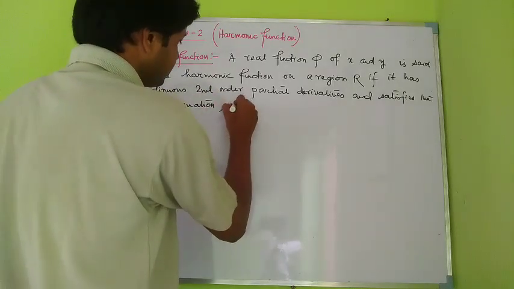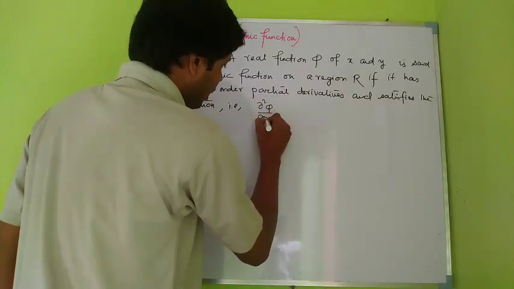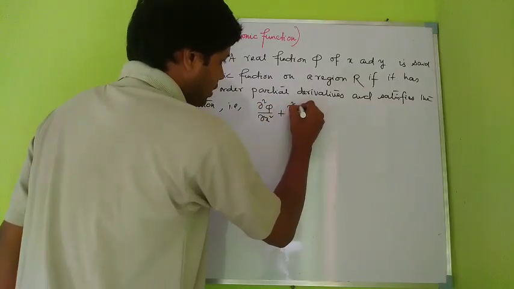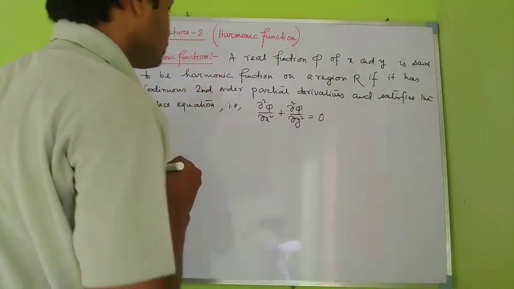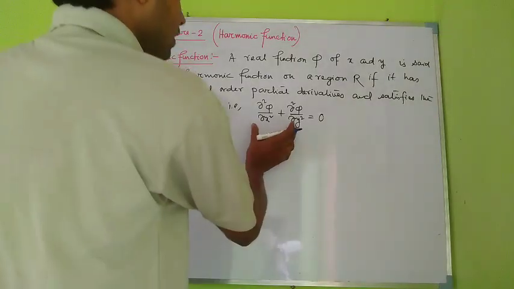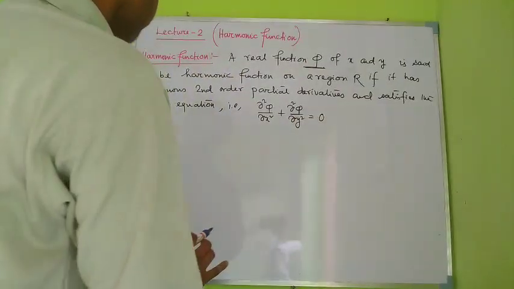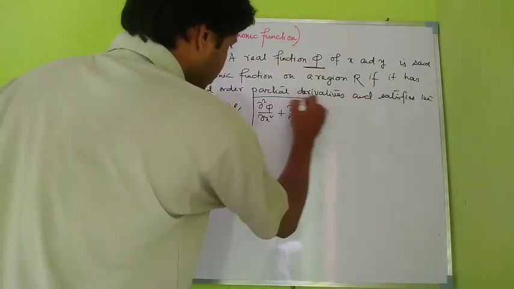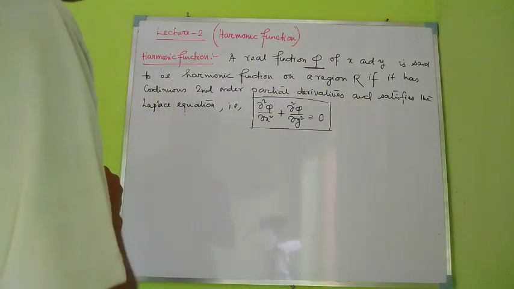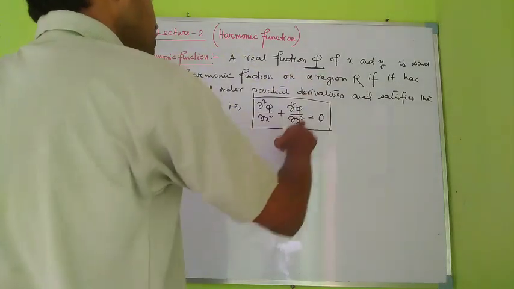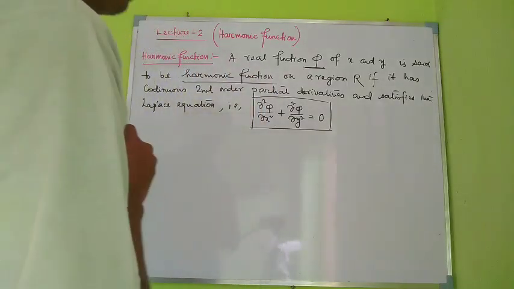That is, del 2 phi del x2 plus del 2 phi del y2 is equal to 0. So if the function phi of x and y satisfies this equation, del 2 phi del x2 plus del 2 phi del y2 equals 0 in a region R, then phi is said to be a harmonic function.